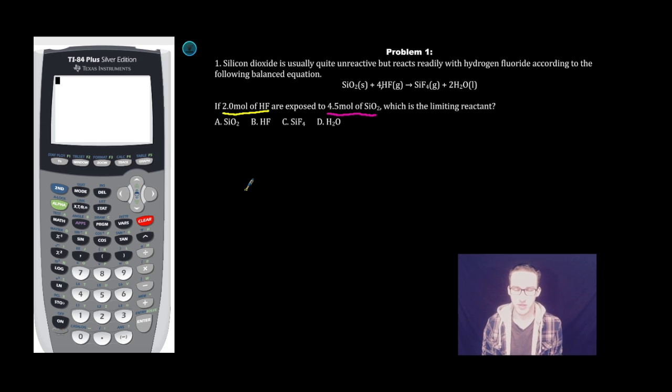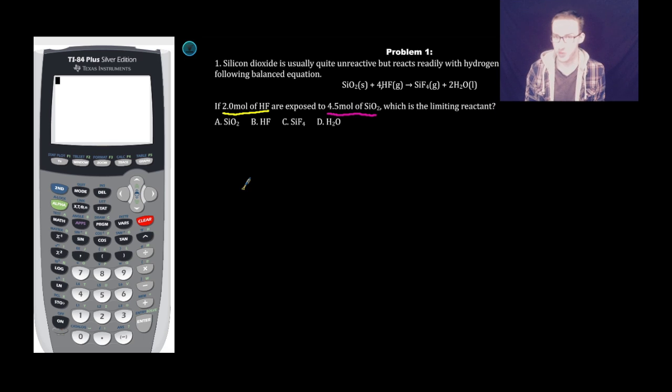Alright, now there are a couple different ways to solve limiting reactant problems. Probably the easiest is to pick a single product. In this case, we'll pick SiF4, and think about how much of that product each of our reactants would make. Let's start with the 2.0 moles of HF.